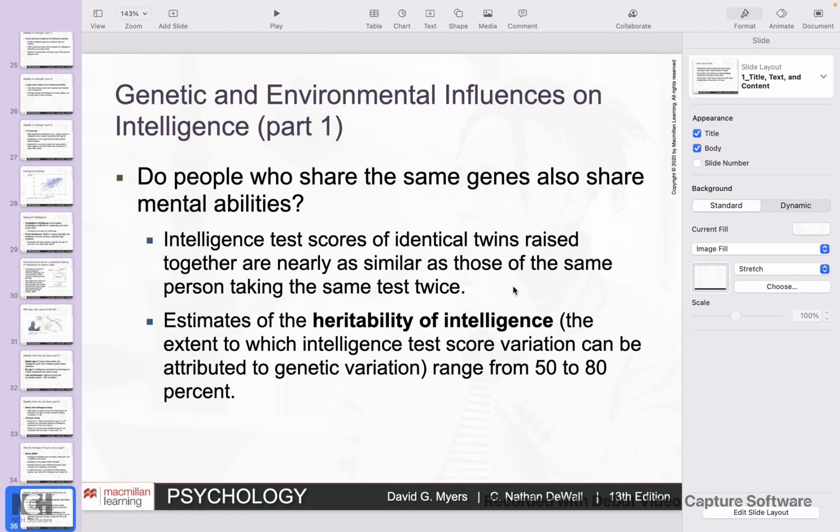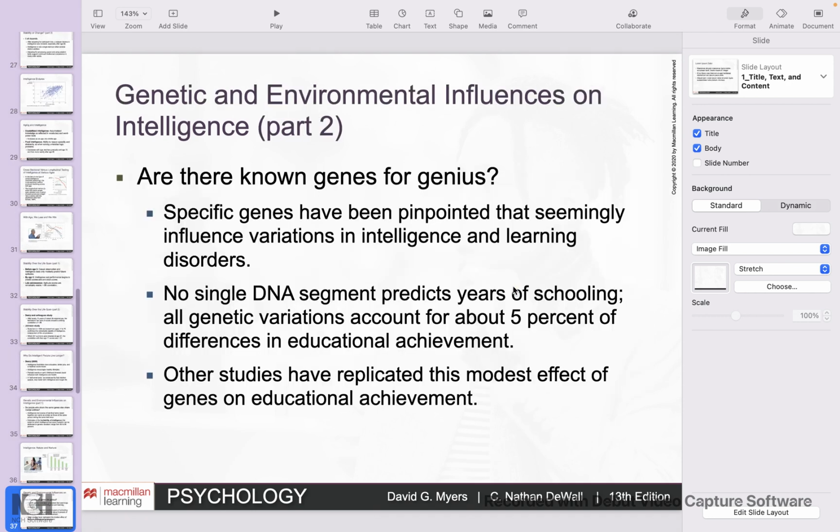We know at least half of our intelligence ability is shared amongst our siblings, which is purely a result of inheritance and what we receive from our parents as offspring, but it can also go up to about 80%. So a lot of variability there. So then what accounts for the variability? Well, we know that genes and environment really work together. Specific genes have now begun to get pinpointed that might influence some variations in intelligence and learning disorders. So our genes shape our experiences.